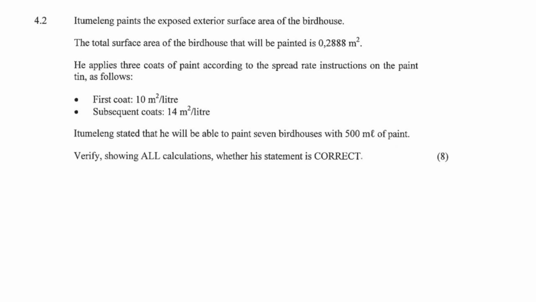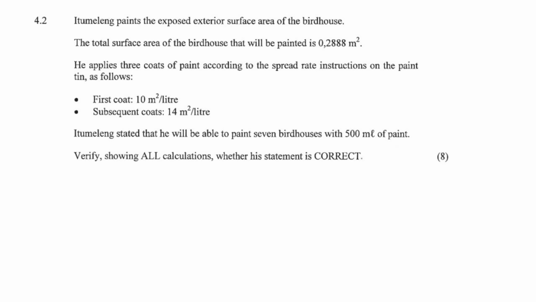Itumeleng paints the exposed exterior surface of a birdhouse. The total surface area of a birdhouse that will be painted is 0.2888 meters squared. He applies 3 coats of paint according to the spread rate as follows. The first coat, he does it like this, and then the other 2 coats, because remember he's going to do 3 coats in total, so the next 2 coats he does it like that. Itumeleng stated that he would be able to paint 7 of his birdhouses with only 500 mils of paint. Verify showing all calculations whether his statement is correct.